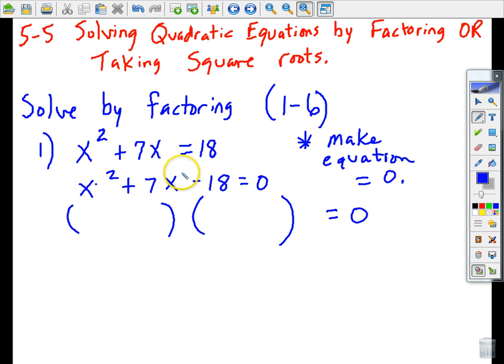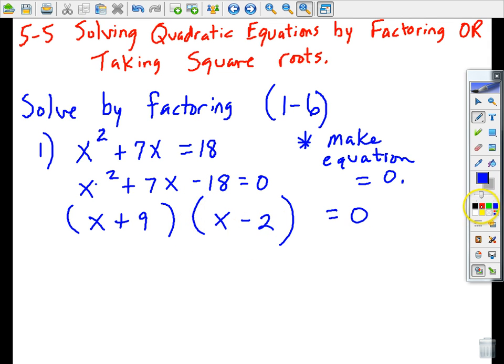So anybody want to help me out with the factoring? Sydney? 9 and negative 2. Okay, so Sydney, how would I write the factoring then? X plus 9, x minus 2. All right, very good. So the great thing about factoring, which again is just another way of writing this expression using multiplication, the great thing about being able to factor is it makes the solution easy to find.